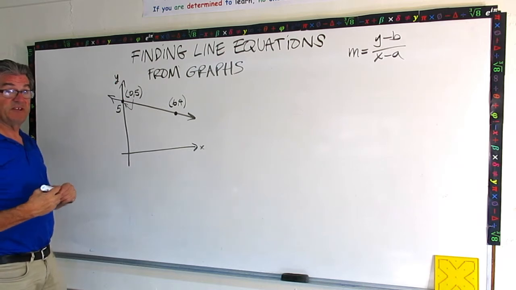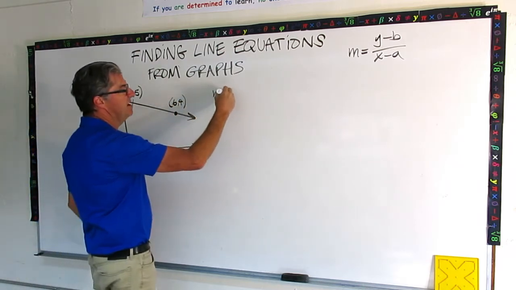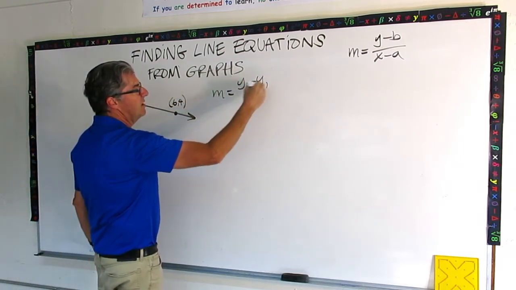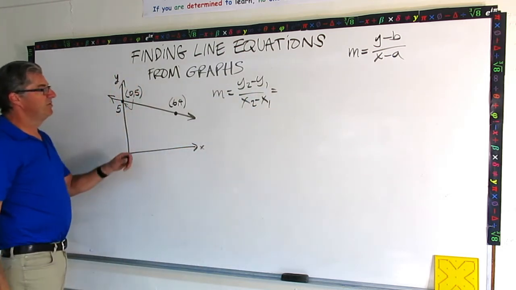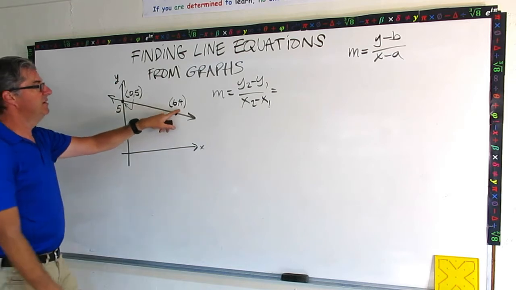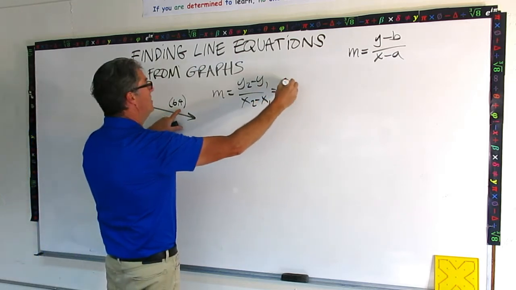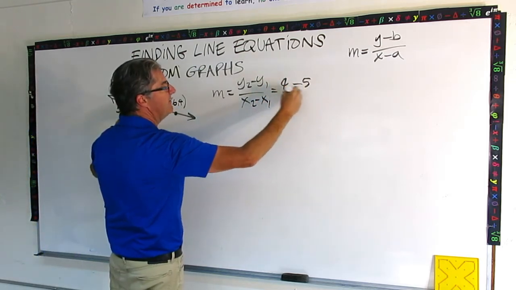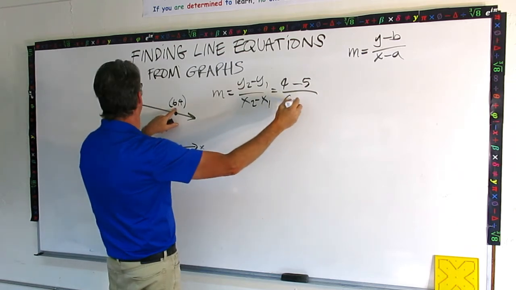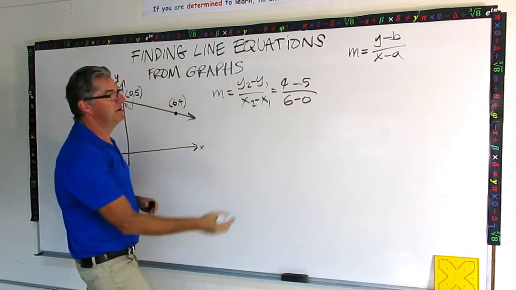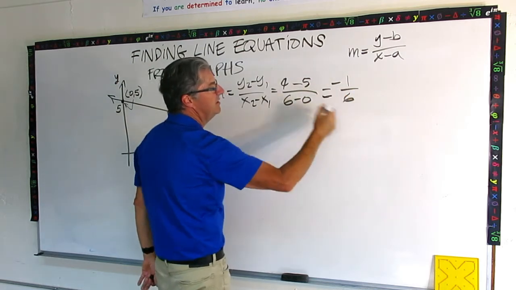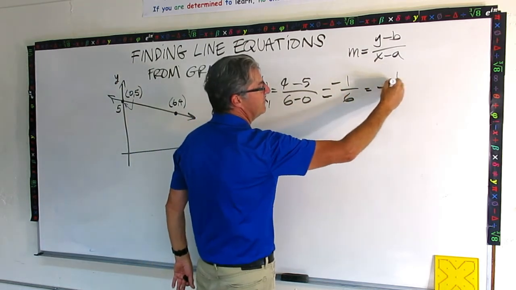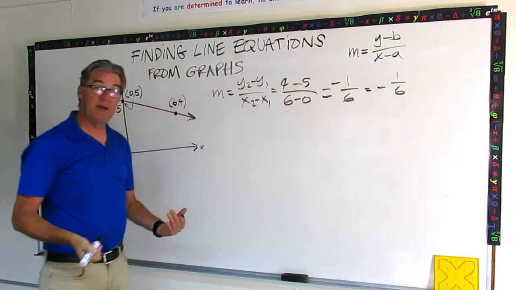So our first calculation is to find slope. So that's m equals y2 minus y1 over x2 minus x1, which is going to be, I'm going to call this one the 2 point. So this is going to be 4 minus 5 over 6 minus 0, which is going to give us negative 1 over 6, which we can write as negative 1/6, like that. So now we have our slope.